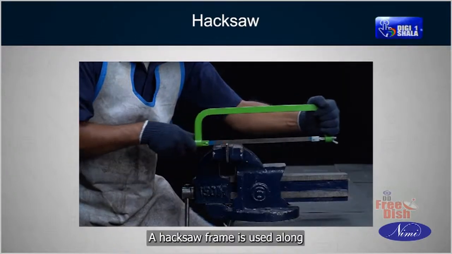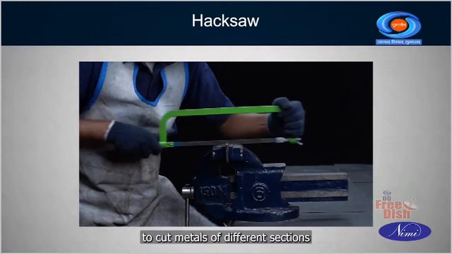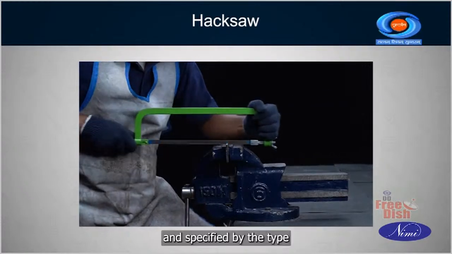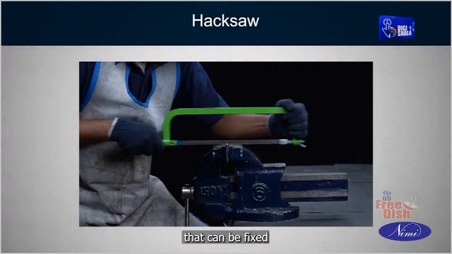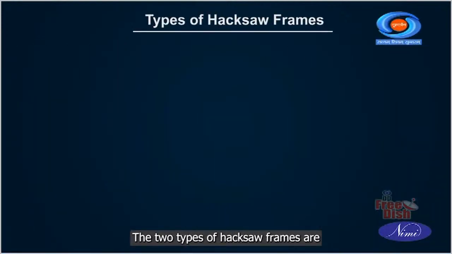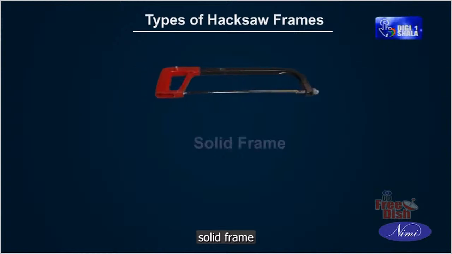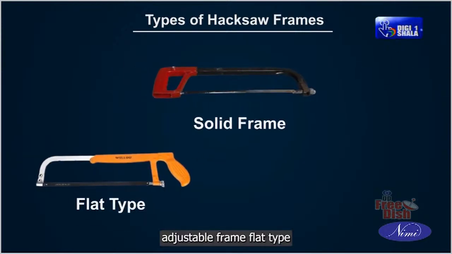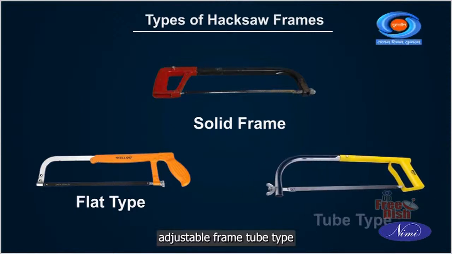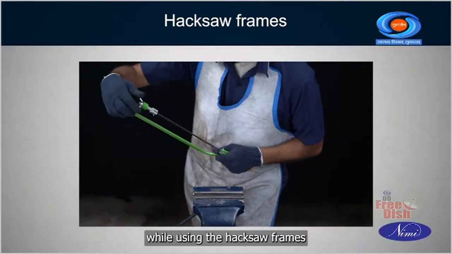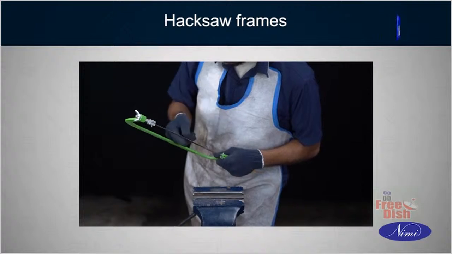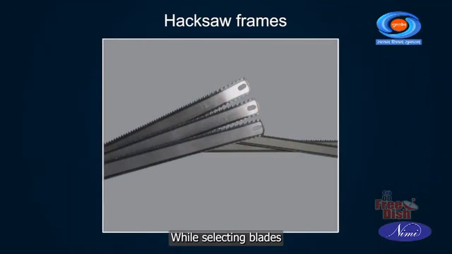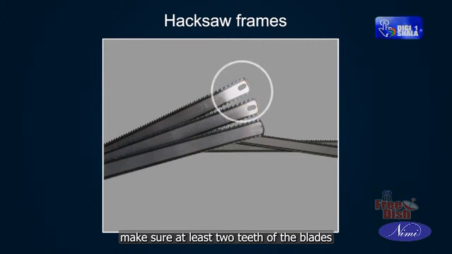A hacksaw frame is used along with the blade to cut metals of different sections and is specified by the type and maximum length of the blade that can be fixed. The two types of hacksaw frames are solid frame, adjustable frame flat type, adjustable frame tube type. While using the hacksaw frames, tighten the hacksaw blades with correct tension.